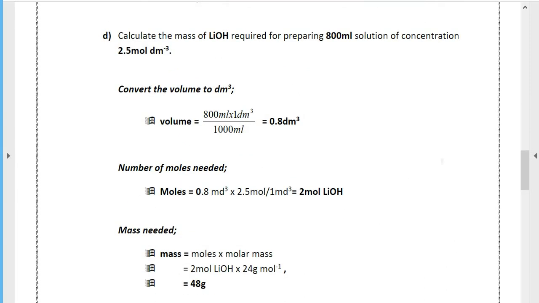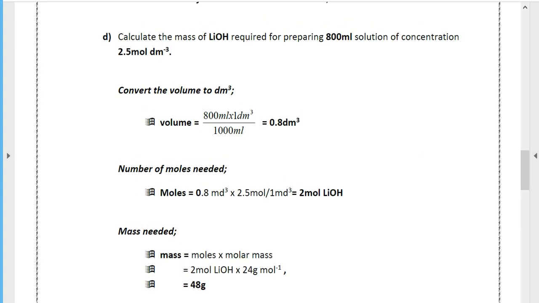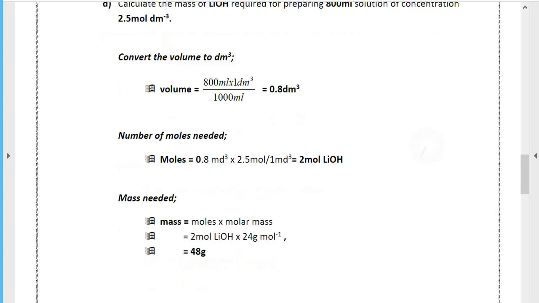Right, so now moving on to item D, where it says calculate the mass. Calculate the mass of lithium hydroxide required for preparing an 800 milliliter solution of concentration 2.5 moles per cubic decimeter.